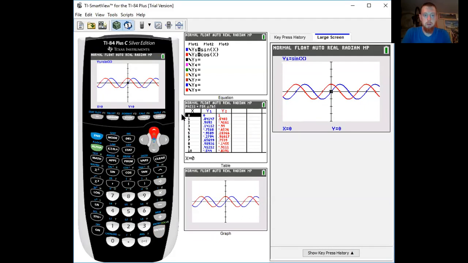Now I want to trace for y2. So if I hit up, it'll take me to the next function. So tracing y2 equals cosine of x. Hey, we already see that it starts at 0, 1. The cosine of 0 degrees is 1. What's the cosine of pi over 2? That is 0. Then you're pointing straight up, right? You're on the y-axis, pointing up.